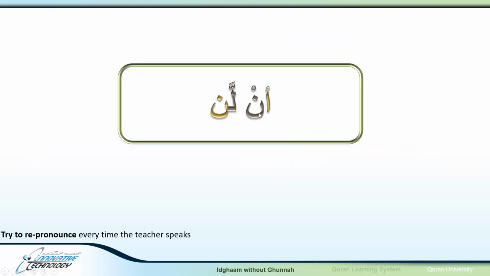An, lan. Noon Sakinah followed by a lam. When we merge the noon into the lam, it will sound like this: Allan, allan. So basically, as if we eliminate the noon and we make a lam with shadda. Allan. And notice there is no idgham here.